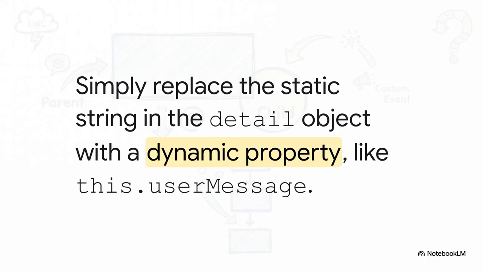And you're going to love how simple the code changes for this. Seriously, in the child component, where we were hard coding that message string before, we just replace it with a variable from our component, like this.userMessage. That's it. As long as that variable is kept up to date with what's in the input field, our event will always carry the latest, freshest data from the user.